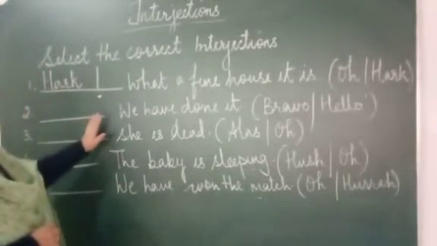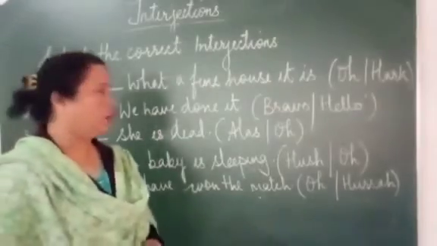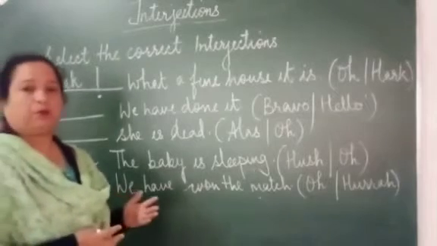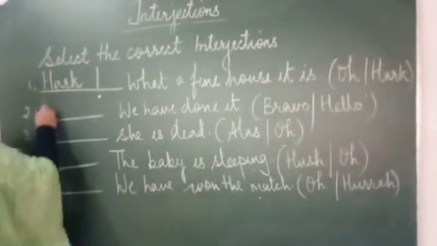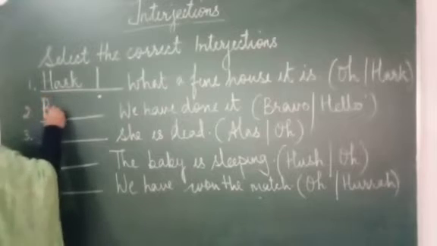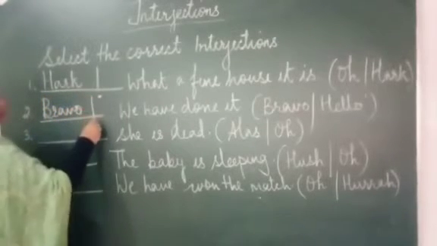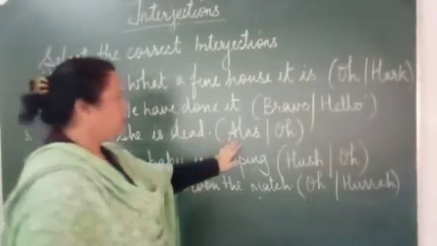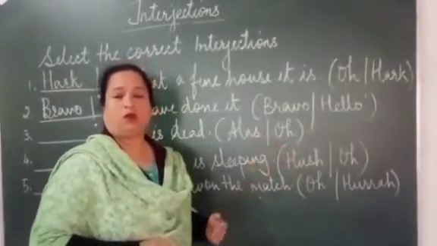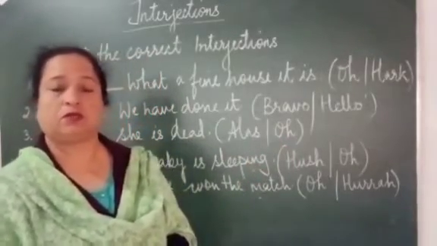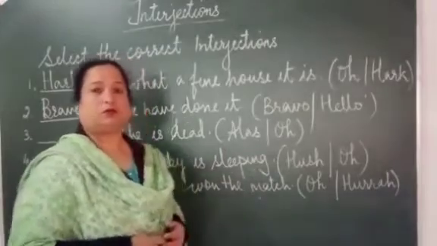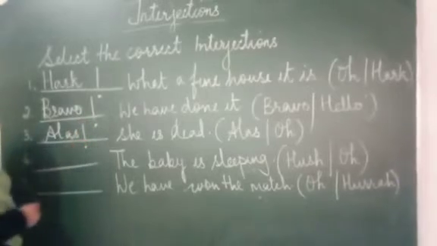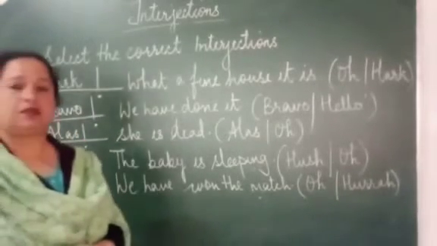Likewise, we have dash, we have done it. Now in the bracket we have bravo or hello. So over here we are very happy with what we have done. So what is the interjection that I use? Bravo. We are proud of what we have done. Next one. She is dead. Over here, we have the interjection alas. Now, when I use alas, I talk about a sudden grief or a sorrow. So I use the word alas. She is dead.